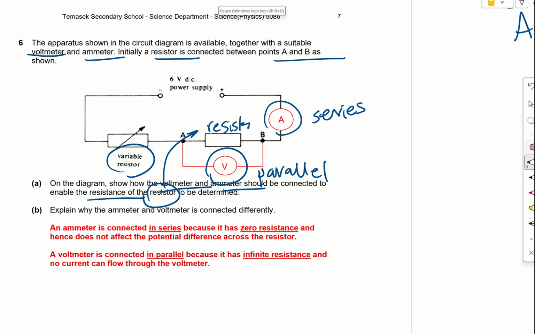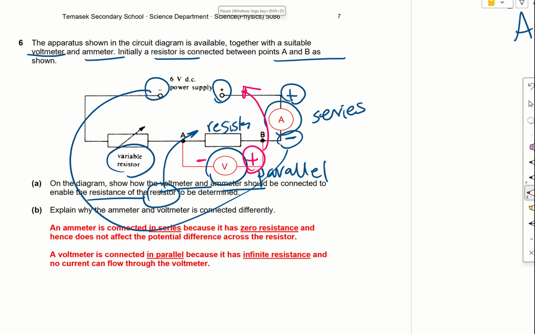Okay, by the way, this will be the positive terminal of the ammeter, and this will be the negative terminal of the ammeter. Why? Because the positive must be connected to positive, negative connected to negative. For the voltmeter, here will be positive and here will be negative. Why? Positive to be connected to positive, negative connected to the negative.